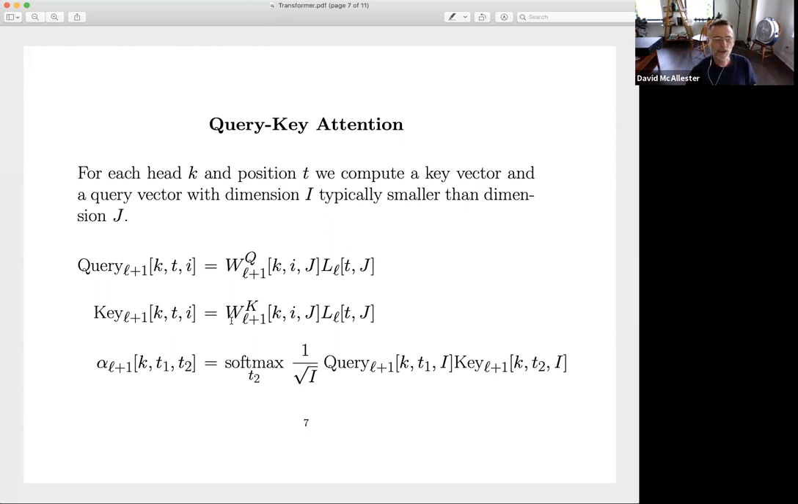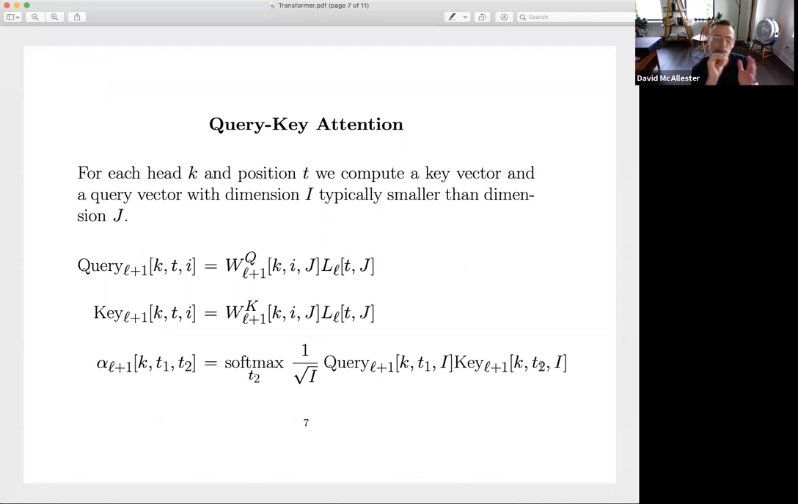And then we're going to construct the attention. And the attention is from T1 to T2, so it's an attention over T2. What that means is that if we fix K and T1, we've got a probability distribution over T2. For each K and each T1, there's a probability distribution over T2. And the probability distribution is always constructed with a softmax. So this is going to be a softmax over T2 of the query vector at T1 under this head, and the key vector at T2 under this head.